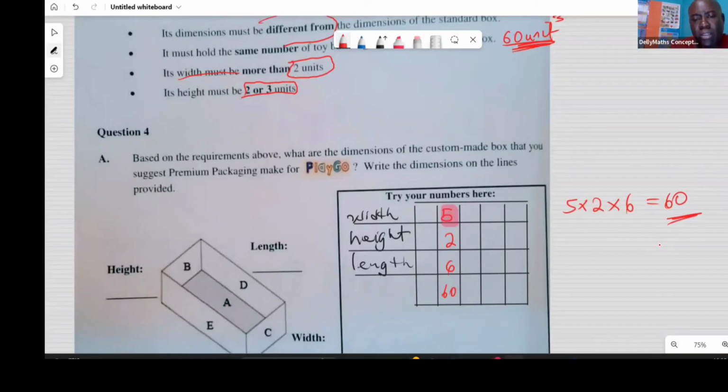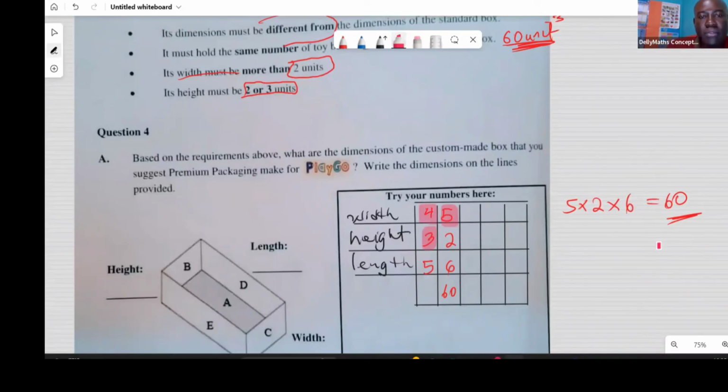All right, let us pick another one with the height of 3. If the height was 3 here, we're still thinking about 60. This could be 4, and this then could be 5. So if I have a height of 3, because the height must be 2 or 3, I'm picking one where I'm making the height 3, and I'm also ensuring that the width is more than 2.